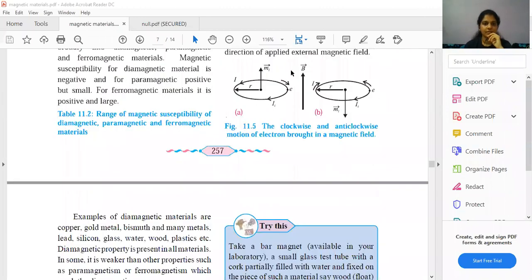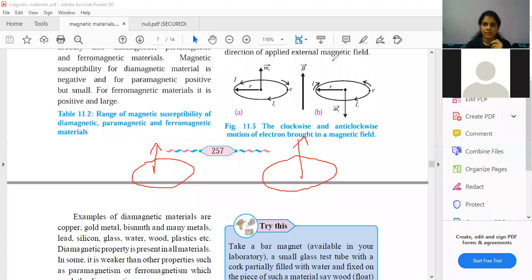Just a minute. I need some empty space. Let me just draw this diagram. If you want, you can draw this for your convenience. This is a straight line. Please try to understand that it is a straight line. Now students, here I have drawn two loops.